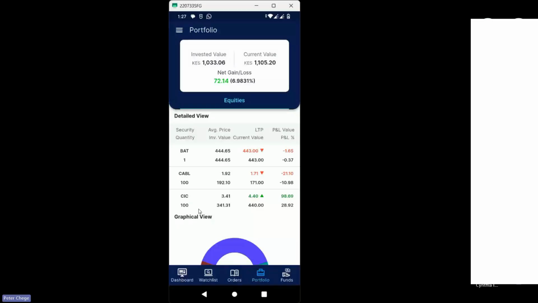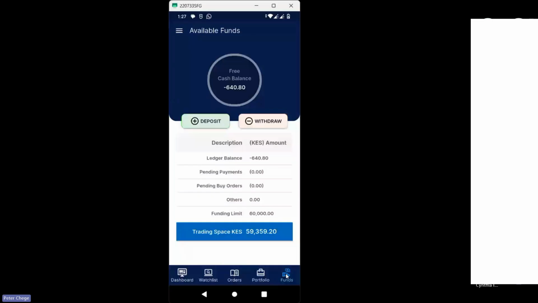Funds is where you can either deposit or withdraw, and it gives you a breakdown of your account. Ledger balance, mine is a negative. Just ignore it. It's the cash AIB have for you. So when you deposit, your ledger balance will go up. You only need to check whether you have a pending payment and pending buy order. Those specific amounts are blocked so that you can't utilize them to buy shares, because we have to pay. If it is a pending buy order, we still have to pay for it.